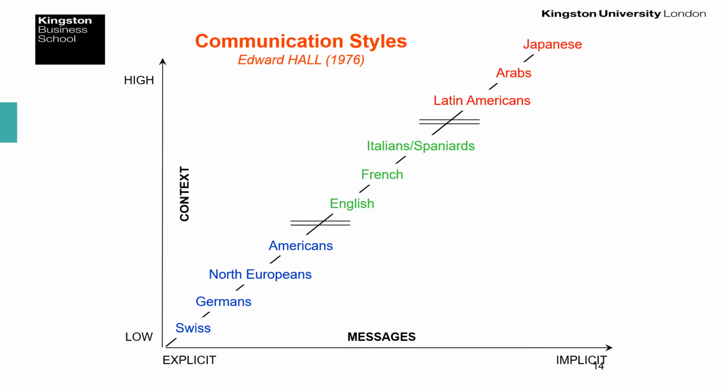Down at the bottom left, you have essentially North European cultures. Completely the opposite. These are, according to Hall, low context cultures in terms of communication style. Communication is very direct, very straightforward. The meaning is entirely in the words. There is no hidden message, no symbolism. It's very simple, straightforward, and direct.